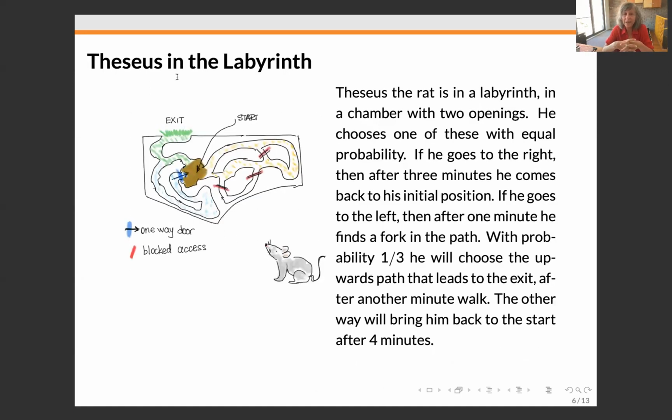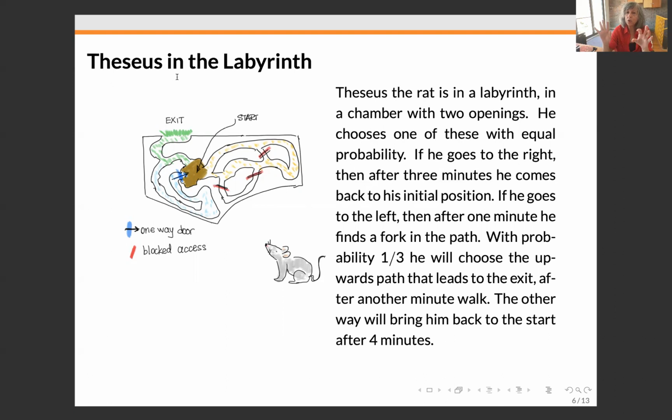This is an example that I use in my classes. This is actually one question for an assignment. Well, this is not the question, this is just a model. The rat is in a labyrinth, and he starts in a chamber, the one marked in a muddy color. The chamber has 2 openings, either the green one or the yellow one. So Theseus is going to choose either one of these 2 openings with probability 1/2, so equally likely.